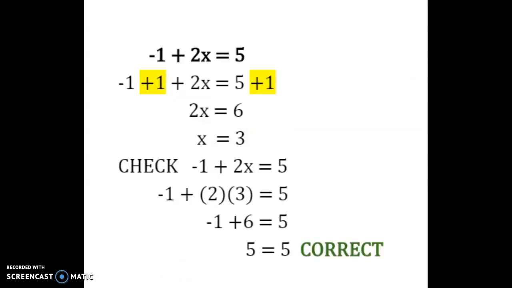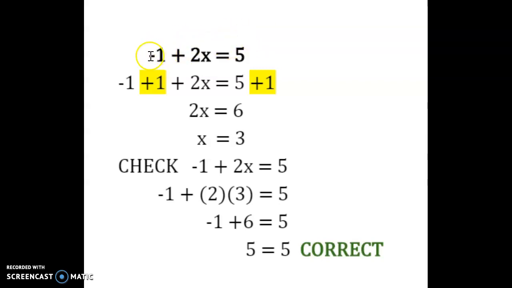Here's another problem for us to try. -1 plus 2x equals 5. Remember our two rules of algebra. What we do to one side of the equation, we have to do to the other so that we can isolate or get that variable by itself so we can solve and figure out what that variable is.